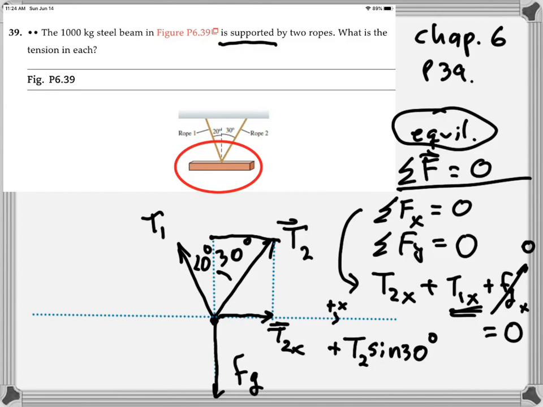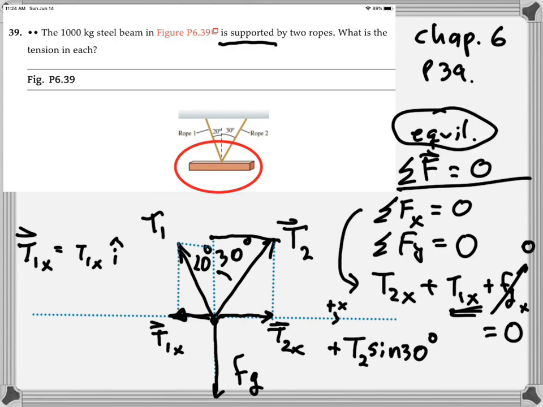Now the T1 force, the tension in rope number 1, is at 20 degrees with the vertical and pointing in the second quadrant. So the x component is actually going to be negative. As you can see there, T1x points in the negative x direction. So T1x is going to be, well, remember that the reason why this is going to be negative is because the component vector T1x is equal to a number multiplied by i hat.